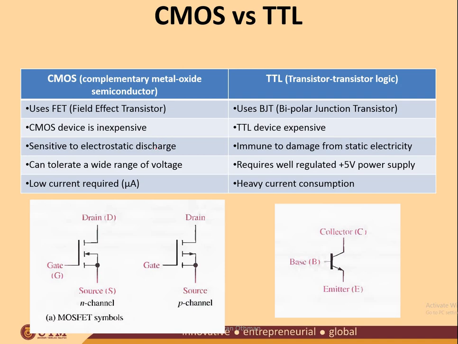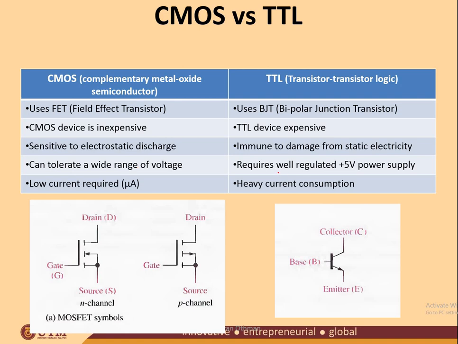And then we have electrostatic discharge. What is the sensitivity for CMOS? CMOS is sensitive to electrostatic discharge, and for TTL it's immune to damage from static electricity. You need to take care of this because if electrostatic charge or discharge happens, it may damage your chip. For CMOS, it can tolerate a range of voltage, like just now you guys saw, from 1.8 volts until 18 volts, so that is very wide.